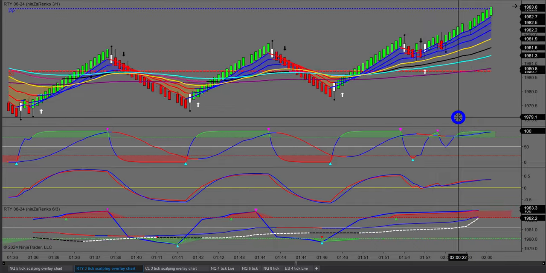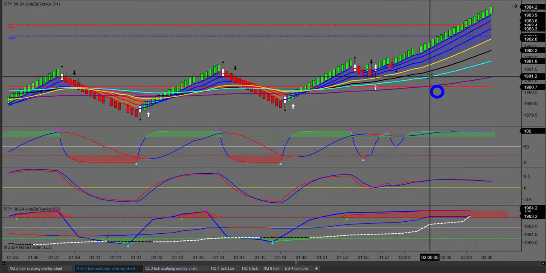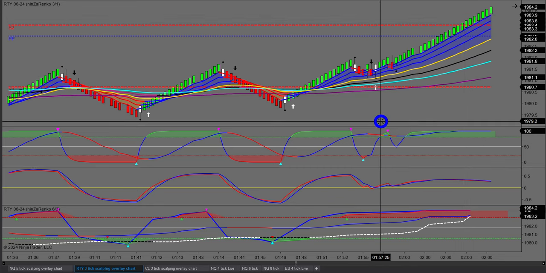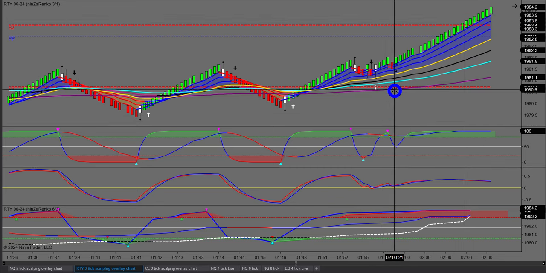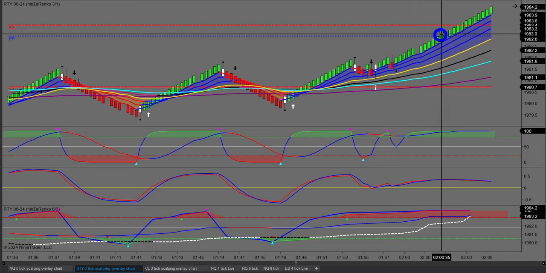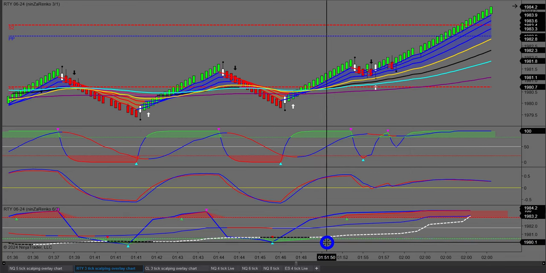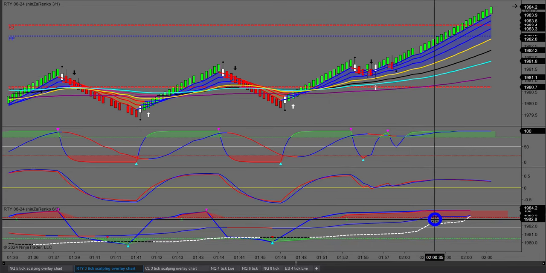Now remember before, traders, I said to net 150 a day you need 30 ticks on each one of these little steps here. Oh, and you may be wondering why that gap. It's because of the overlay chart. You won't see that on a normal entry chart. It's because I've overlaid, I've got two time frames running.